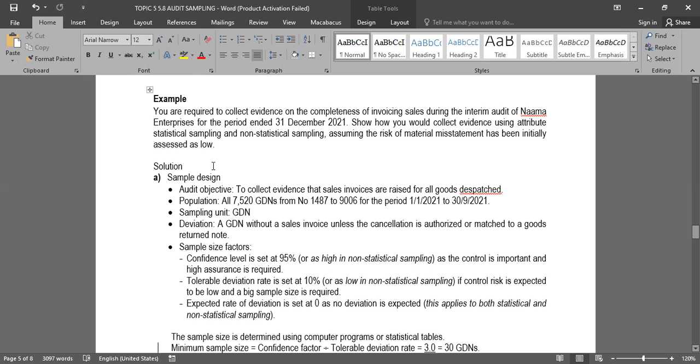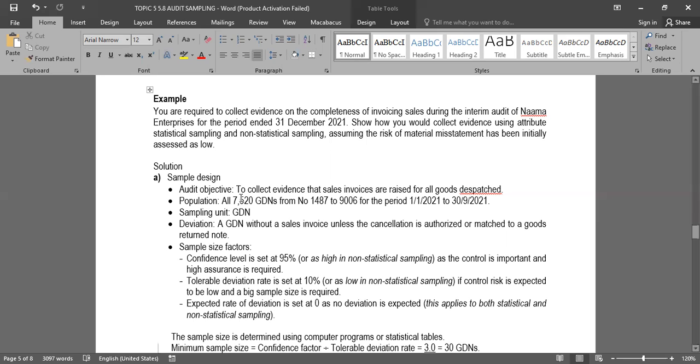So one is the audit objective, which is already given in the question. They want completeness, so that should be the objective. You want to collect evidence that sales invoices are raised for all goods dispatched. Because if for all goods dispatched we have an invoice, then we're saying there's completeness in that regard. We're turning from goods received notes to sales invoices. That's completeness. Then you come up with the population.